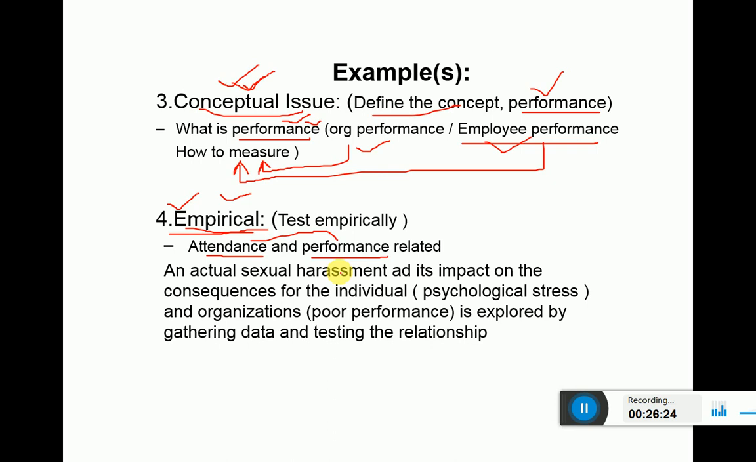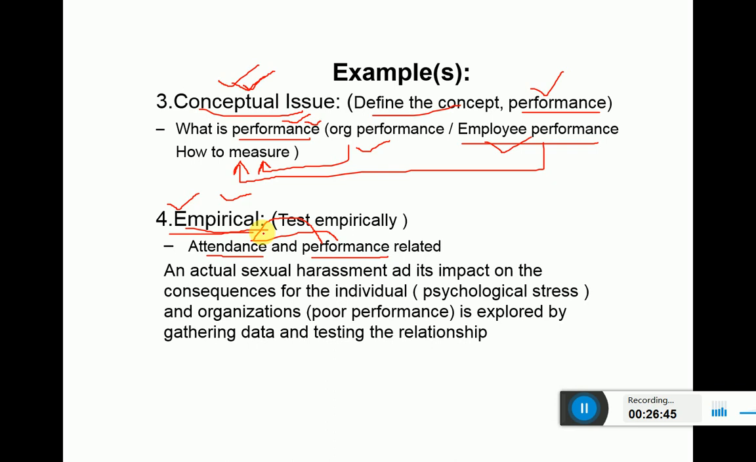So I have to use a statistical method, that is correlation. Then, if 90% attendance leads to work, does 90% attendance mean 100% performance? Then we have to use the regression method. So that is known as the empirical dimension, or testing empirically.